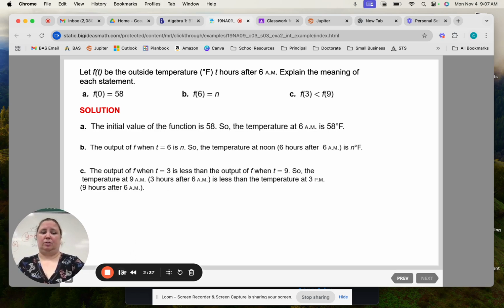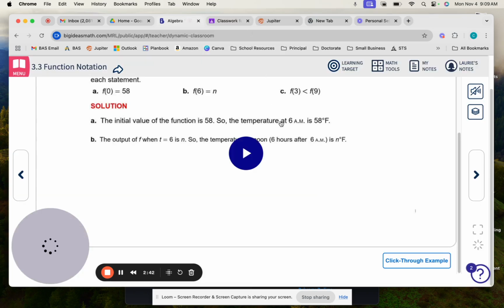I will pause the video so you can do that. All right, so after you have written the example, go do the monitoring progress.